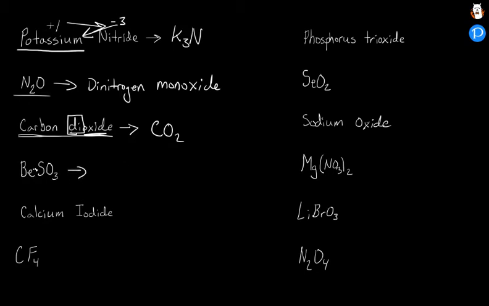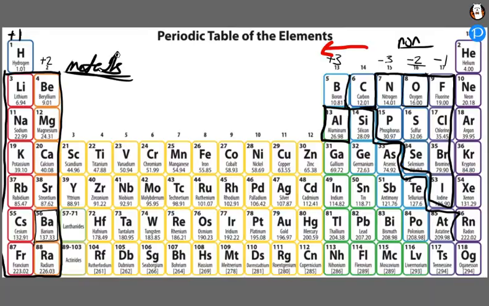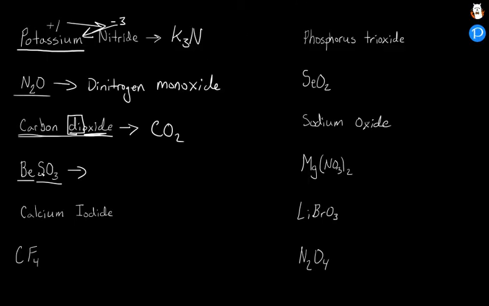Next one, BeSO3. So this SO3 here should stick out to you. This is a polyatomic ion, and Be is a metal. It's over here on the periodic table, beryllium. And so I know this is an ionic compound, so I'm going to have to use the rules for naming ionic compounds, which means I don't use these Greek prefixes for it.